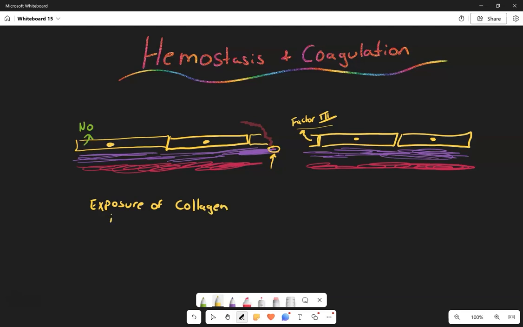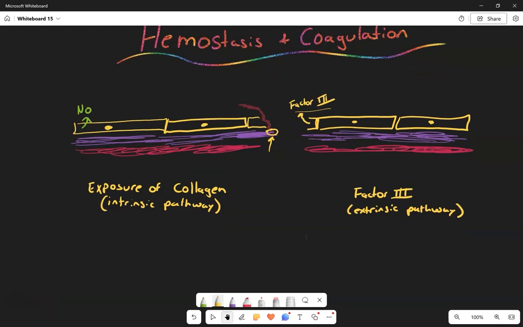This is known as the intrinsic pathway, also known as the contact pathway. Right? The release of factor 3 from the endothelial cells, this is known as the extrinsic pathway. And they're both going to lead to this sort of coagulation or the formation of a clot.